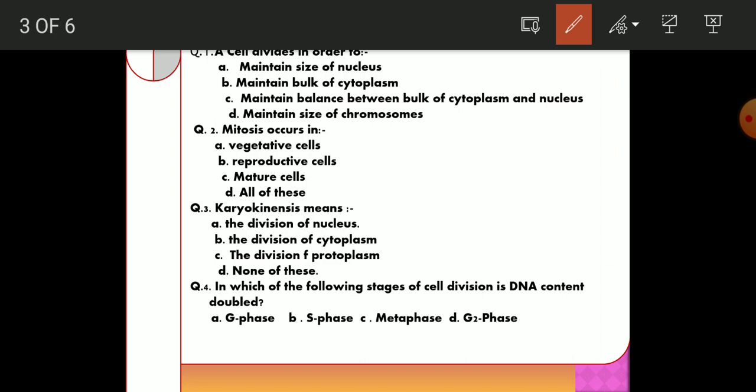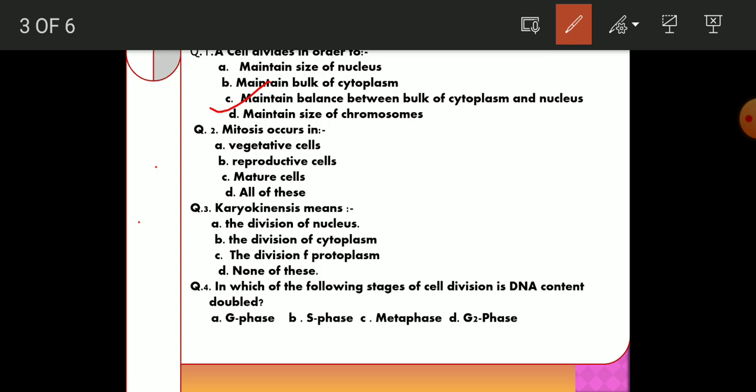Here are the options: maintain size of the nucleus, maintain bulk of the cytoplasm, maintain balance between the bulk of the cytoplasm and the nucleus, and the last option is maintain the size of the chromosomes. So a cell divides in order to maintain the balance between the bulk of the cytoplasm and the nucleus. In case of mitosis we have already seen that there is division of the cell, like karyokinesis and cytokinesis.